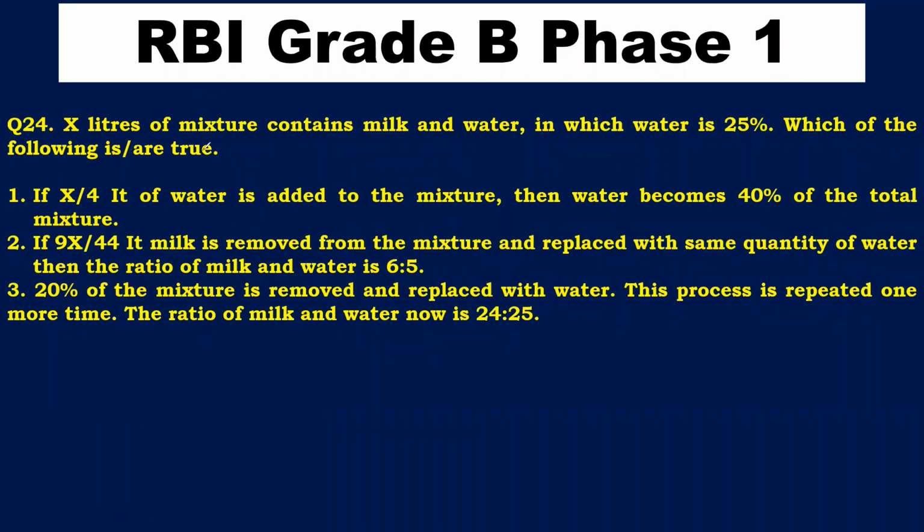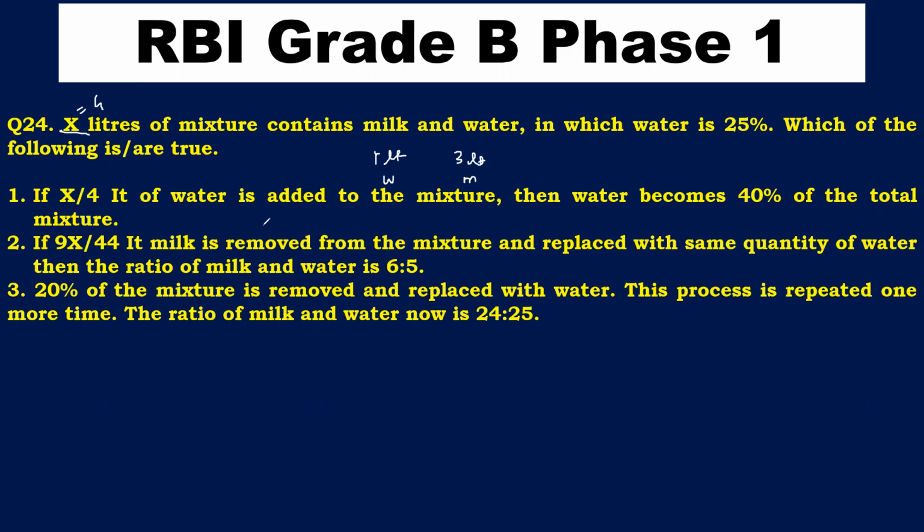X liter of the mixture contains milk and water, in which water is 25%. Which of the following is true? If X by 4 of water is added to the mixture, then water becomes 40% of the total mixture. So you can say 1 liter is water and 3 liter is milk. So X will be equal to 4.